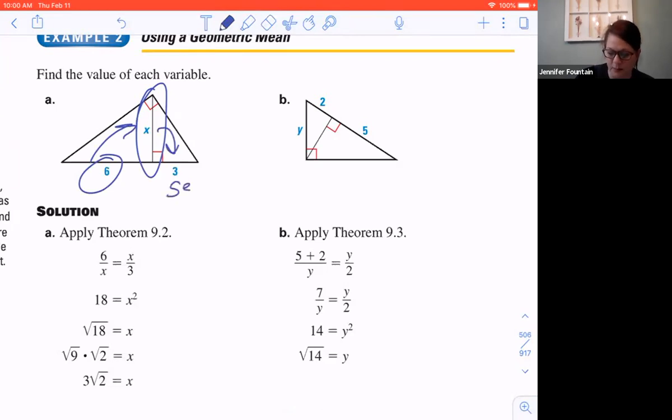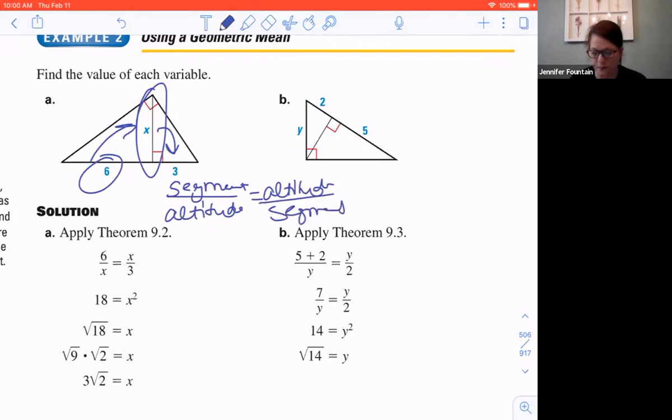So I've got segment over altitude is equal to altitude over segment. And it doesn't matter which one is first and which one's second. I could have 3 over x is equal to x over 6, or 6 over x is equal to x over 3. It does not matter as long as I have a segment in my numerator over the altitude in the denominator, or altitude in the numerator, segment in the denominator.